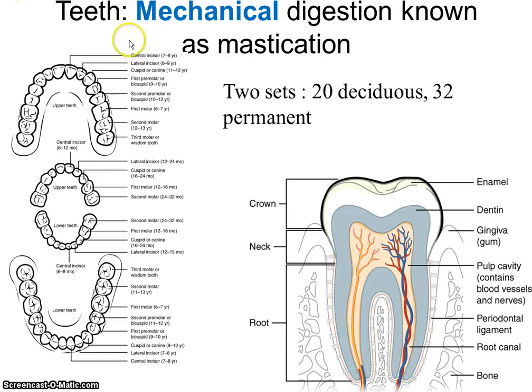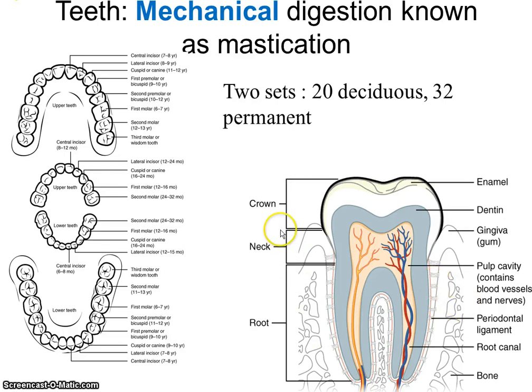So the teeth for mechanical digestion, which we call chewing, is called mastication. Here lays out the entire set of your deciduous teeth or milk teeth, deciduous meaning temporary, and then the adult teeth. 20 for your baby teeth and 32 for your adult. I'm not going to ask you about each one of those.